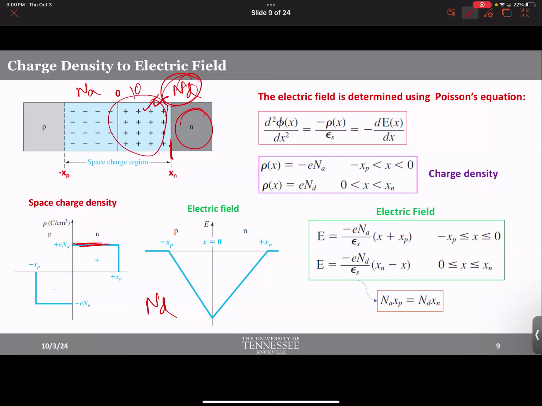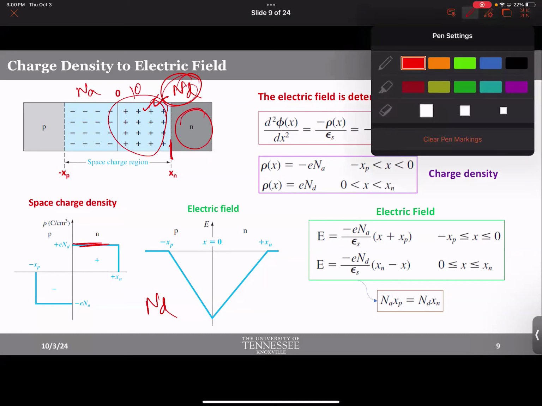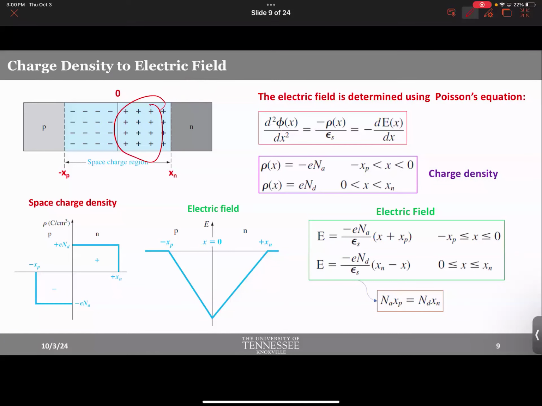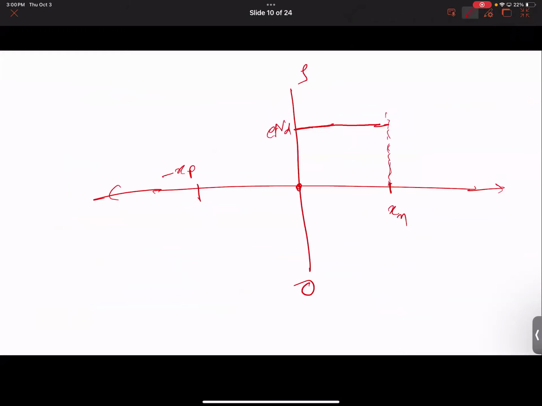Only within this region, you remember, the electrons in this region migrated to the other side and they're gone. Holes in this region migrated to the other side and they're gone. So they left behind the ionized dopants. And now they're fighting with each other, right? These dopants are fighting with each other by creating an electric field. Okay. So does that make sense to you guys?